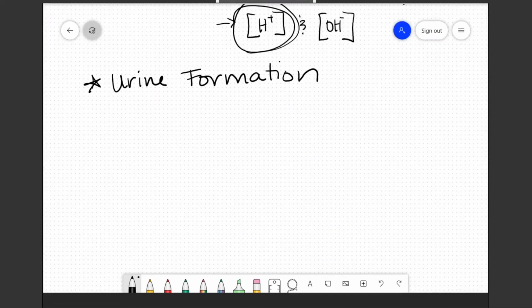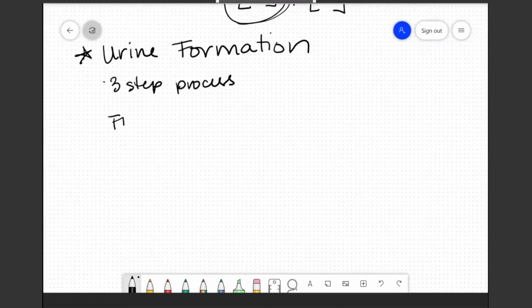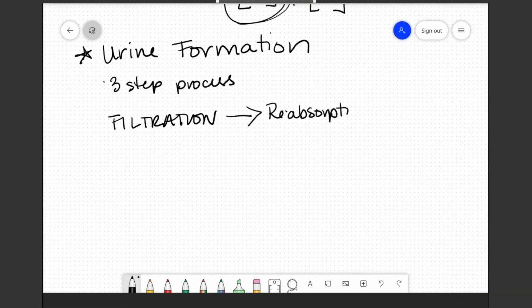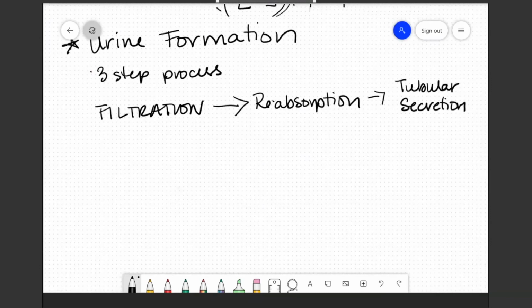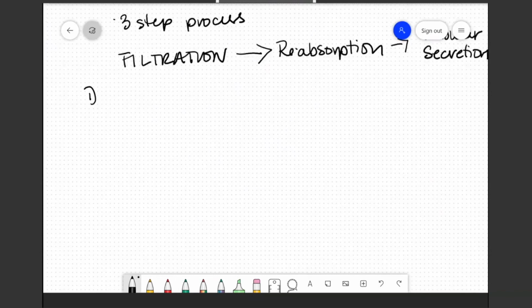It's a 3-step process. So first you will go through a process of filtration. You're going to filter out from the blood. Then you're going to go through a process of reabsorption. And then you're going to go through a process of tubular secretion. So let's break these down. And then at the end of this, you are going to have urine. So the first step is going to be filtration.